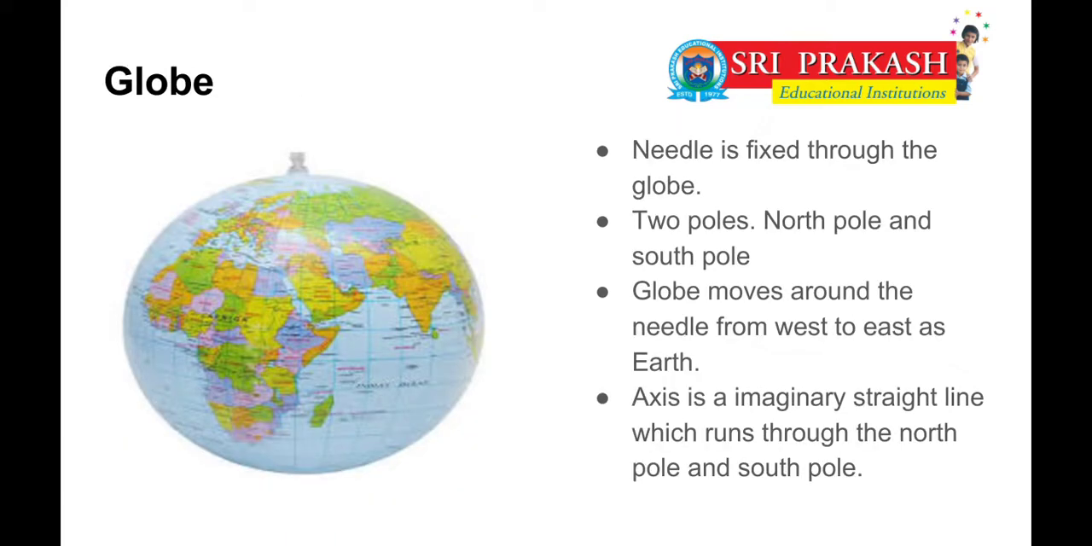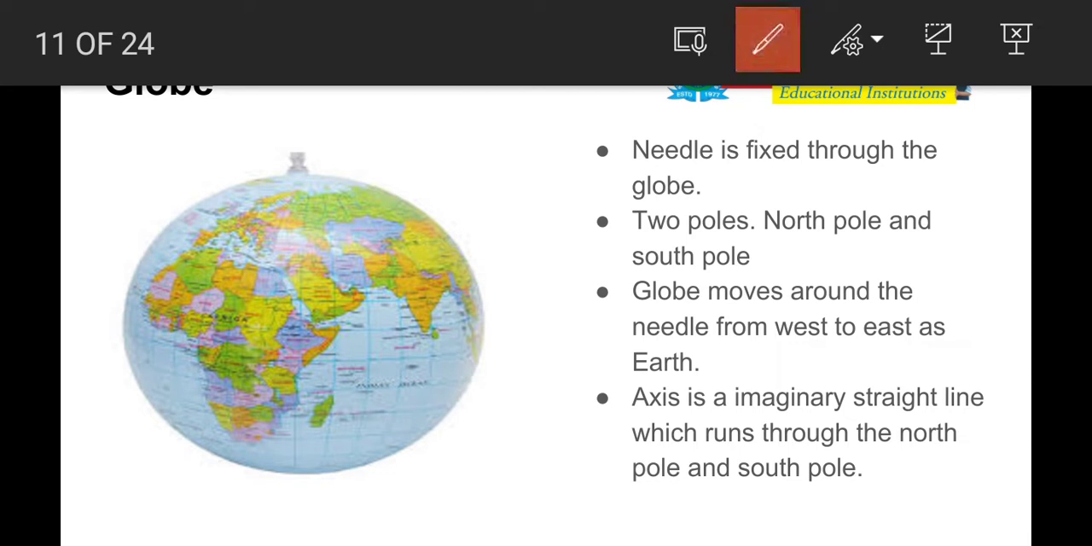And next, after that, if we observe the globe, children, just see, the globe is in a spherical shape. There is one needle, children. This is the needle.